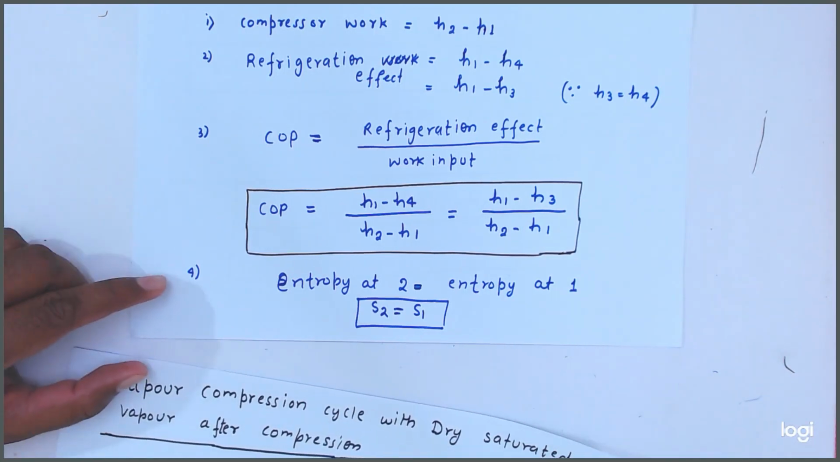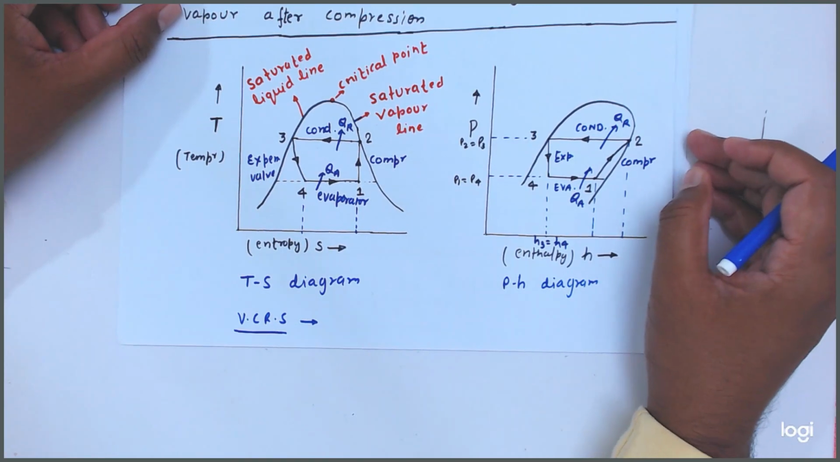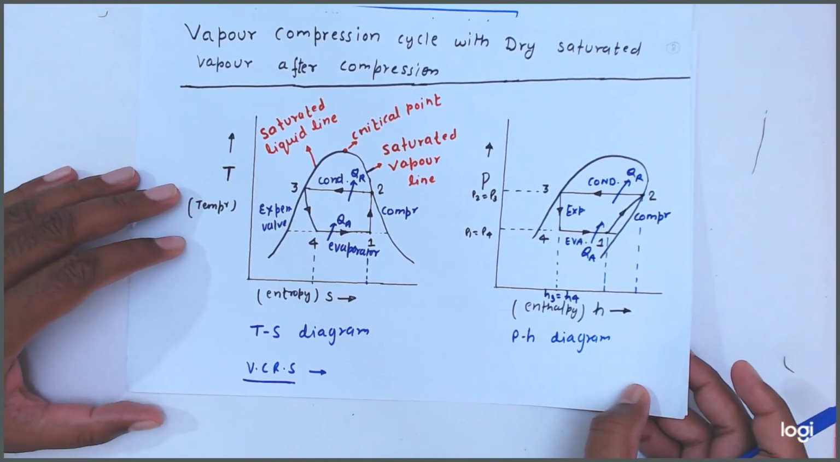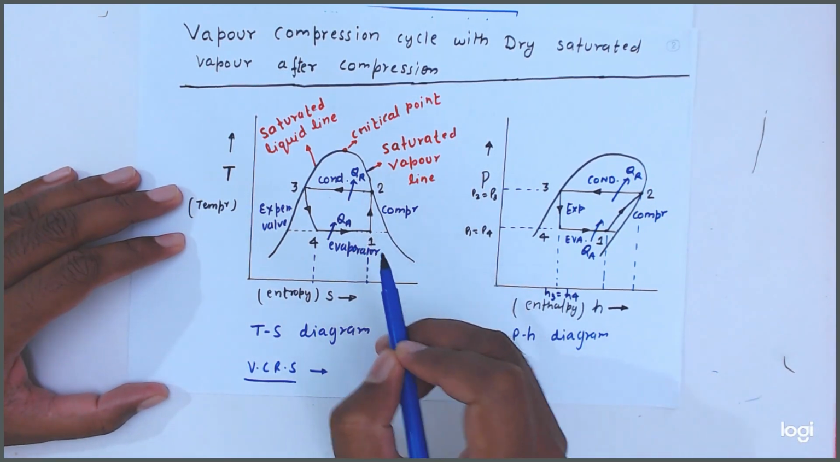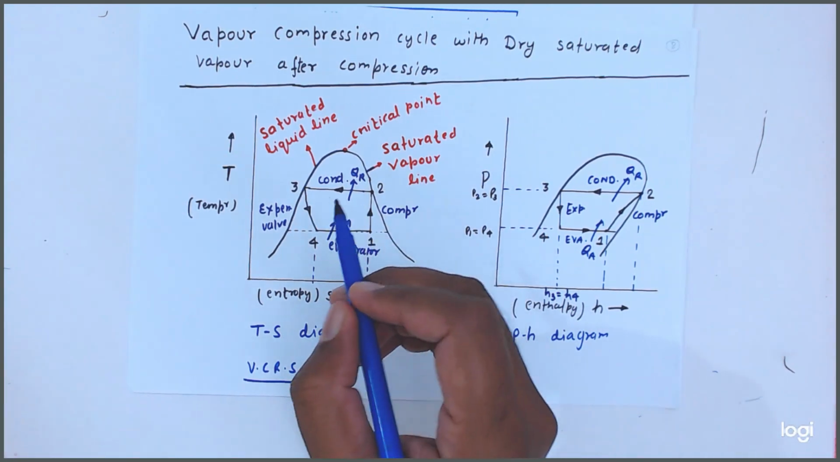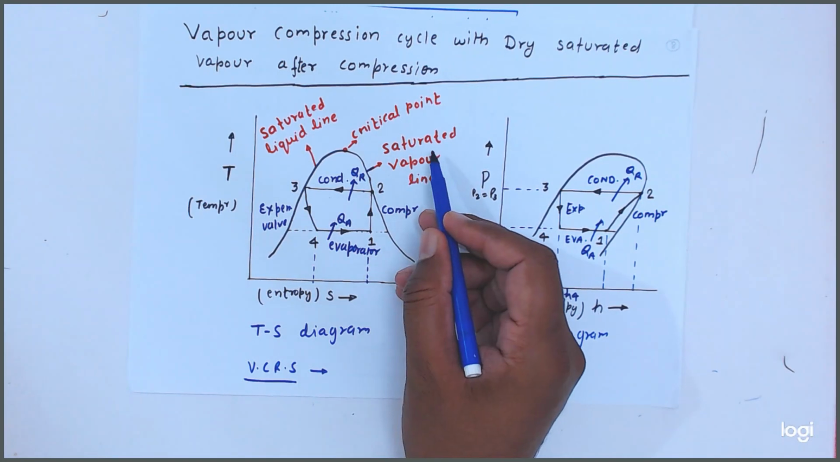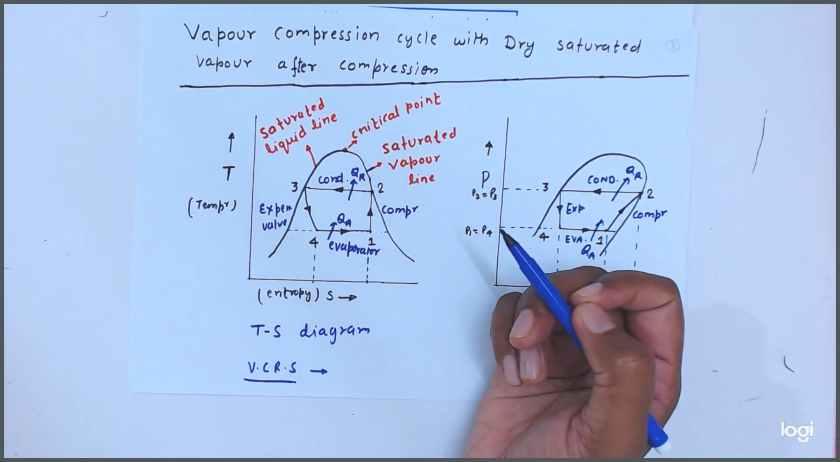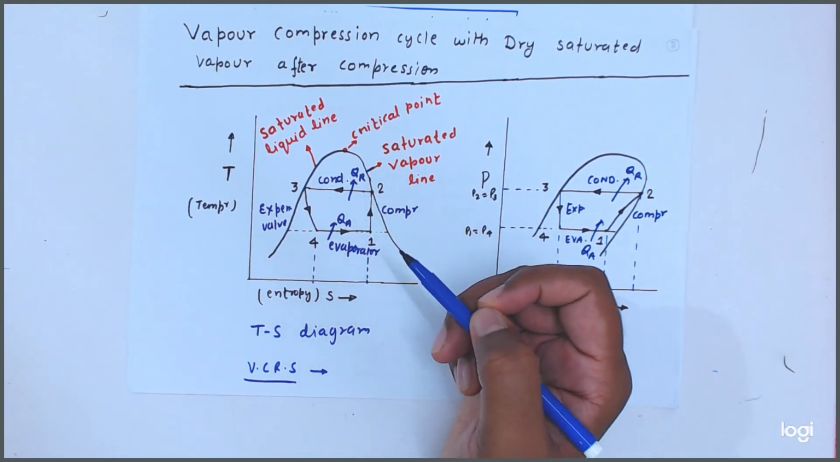The concept of entropy will come here. I will tell you, friends, when we solve the questions, then we can find the enthalpy at point 1. How? You see here, at point 2, since it is a saturated vapor line, the value has been given. Here enthalpy has also been given, and entropy has also been given.